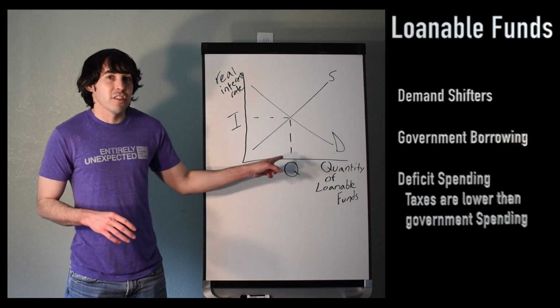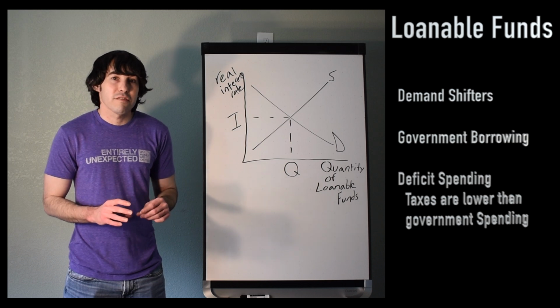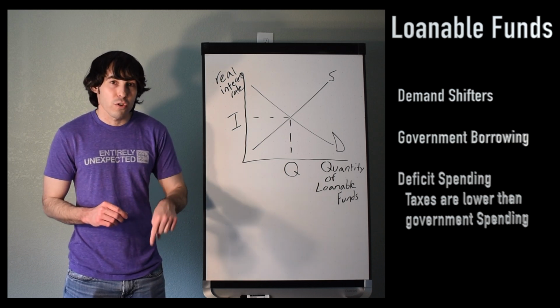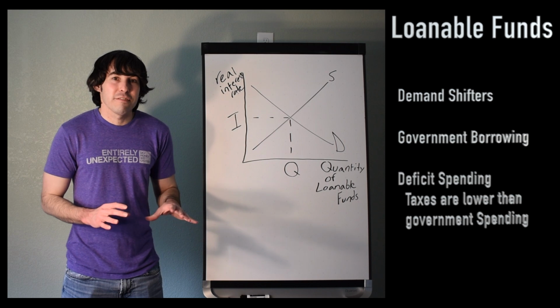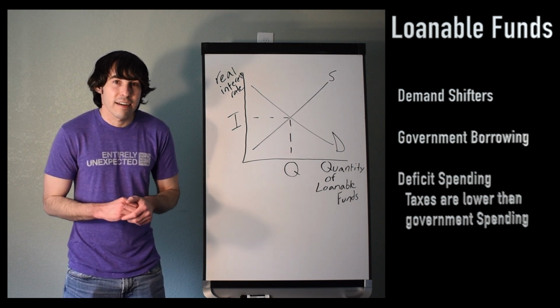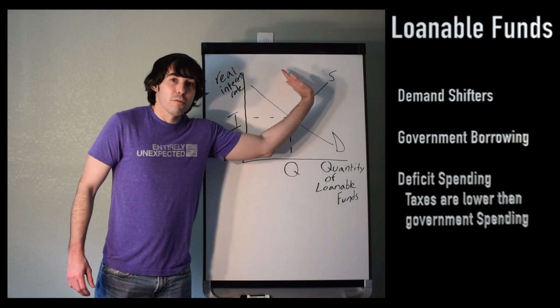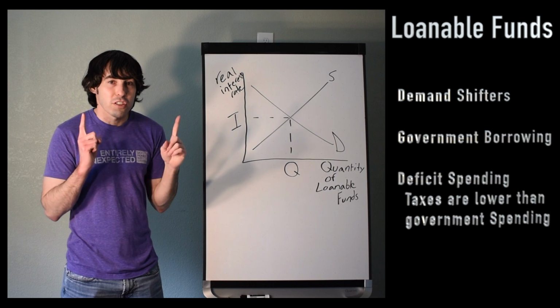The demand of loanable funds is also affected by government borrowing. If the government goes into a budget deficit, that means the taxes are going to be lower than the government spending. They're going to be deficit spending. In order to get that money, they're going to have to act just like anybody else. They're going to have to borrow the money. They come into the loanable funds market, demand for loanable funds increases, and it drives up the real interest rate.